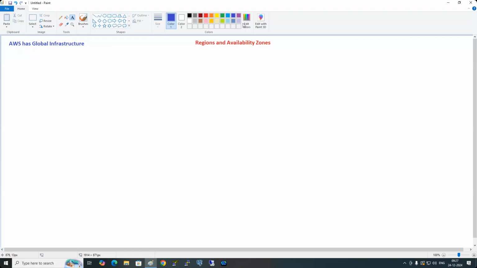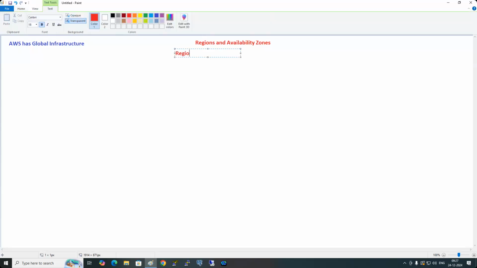So let me write here: what is a region? First I'll write here, region. Region is equal to a geographical area. So region is a geographical area. Fine. Can you tell me what is the example AWS region that we talk about here?